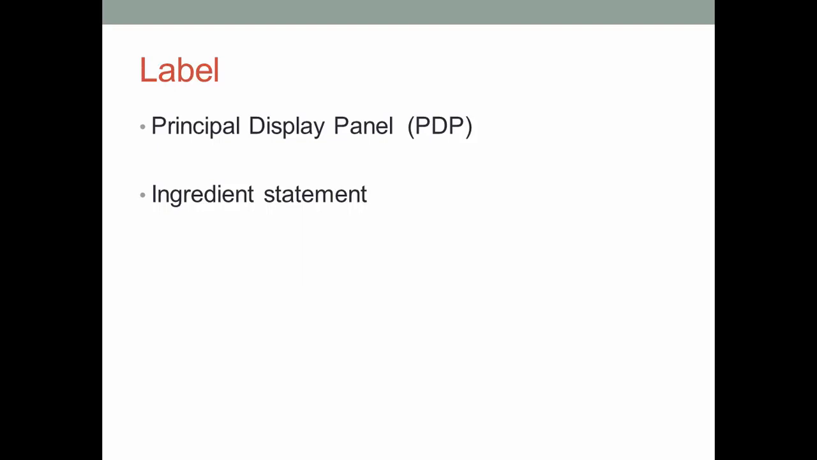So, in terms of the label, you know the parts of the label. You've got the principal display panel. I'm going to show you some labels and talk about how these products are labeled. And then, of course, we've got information on the ingredient statement. So we get information from the main picture on the front, and then behind in the ingredient statement.